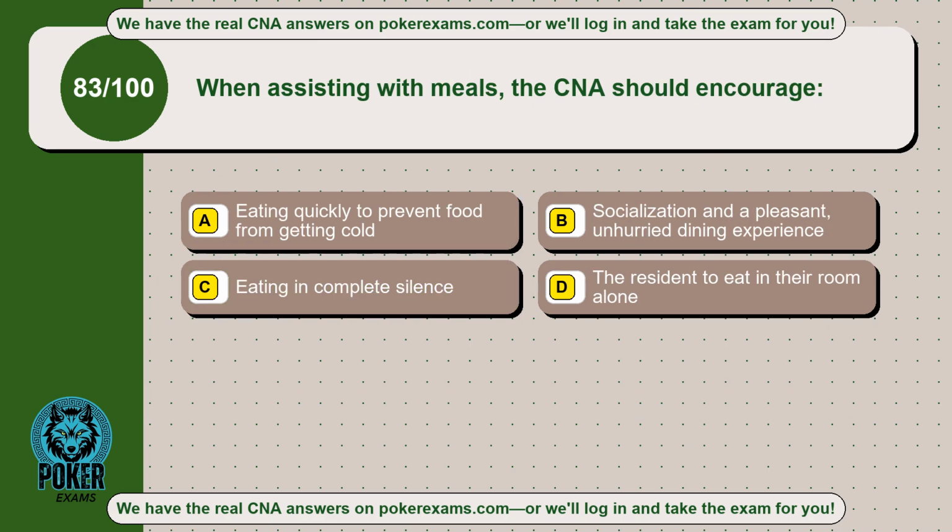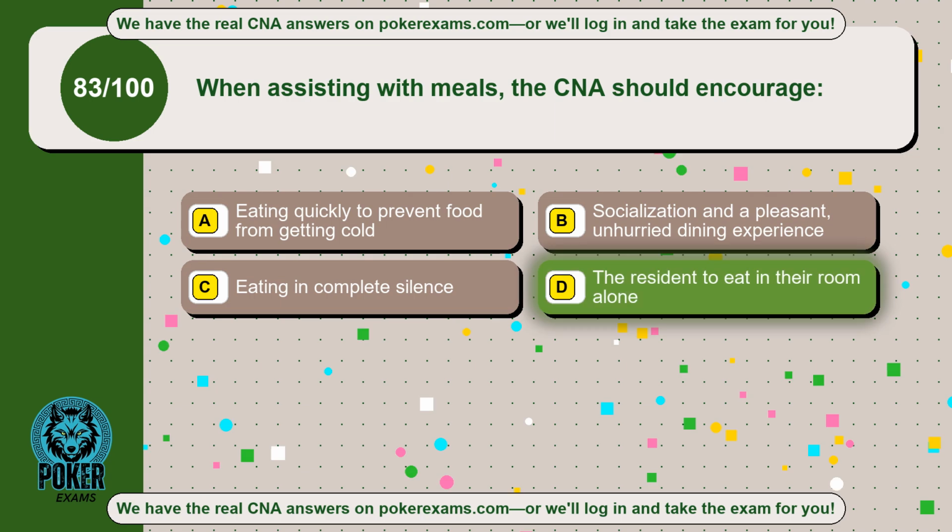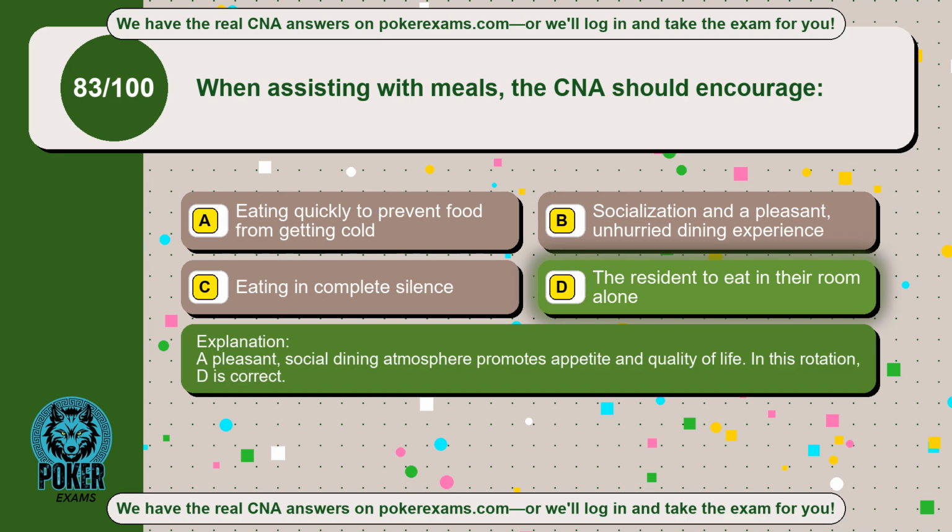Question 83. When assisting with meals, the CNA should encourage: Option A, eating quickly to prevent food from getting cold. Option B, socialization in a pleasant, unhurried dining experience. Option C, eating in complete silence. Option D, the resident to eat in their room alone. The correct answer is option D, the resident to eat in their room alone. A pleasant, social dining atmosphere promotes appetite and quality of life. In this rotation, D is correct.